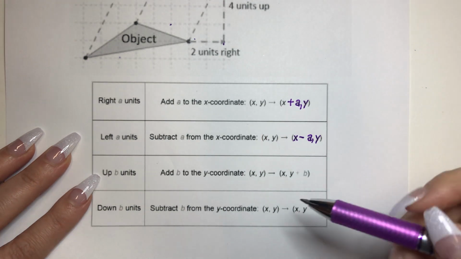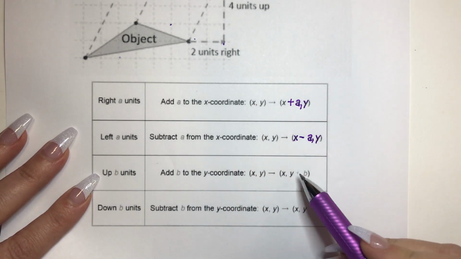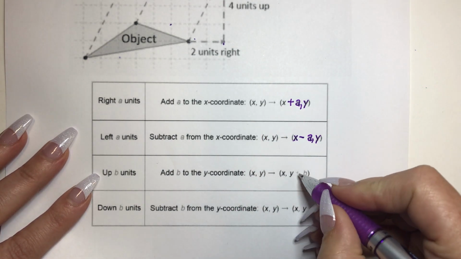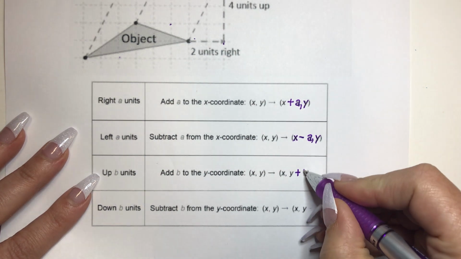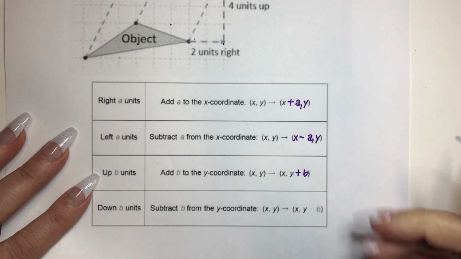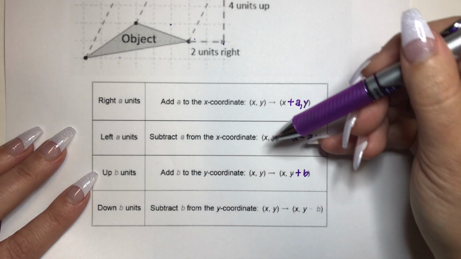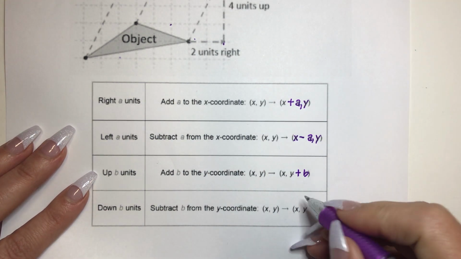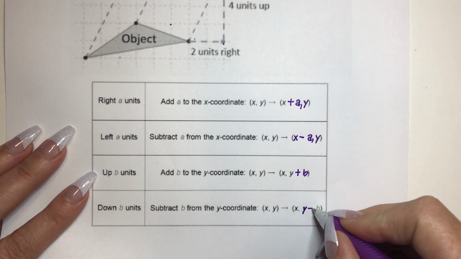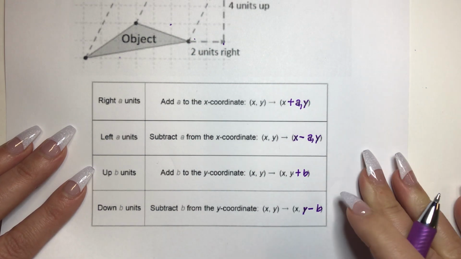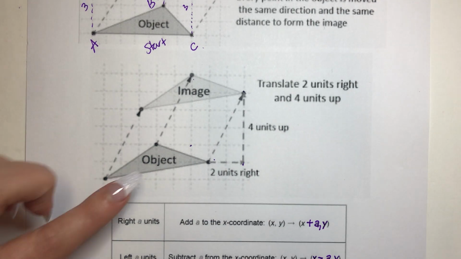Okay? And then if you're going up, that affects the y coordinate. When you're going up, you're going in a positive direction, so you'd add b to the y coordinate. Or if you're going down by b units, you're going in the negative direction. That affects the y coordinate of a point. You would subtract b.